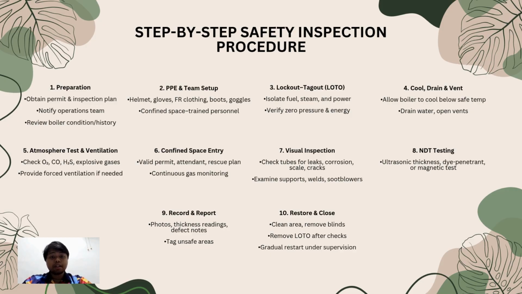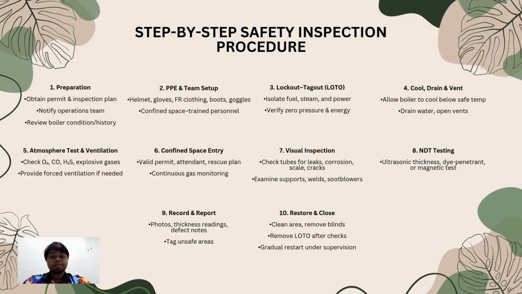Fourth, cool, drain, and vent. Allow the boiler to cool below safe temperature. Drain water, open vents. Fifth, atmosphere test and ventilation. Check O2, CO, H2S, and explosive gases. Provide forced ventilation if needed.